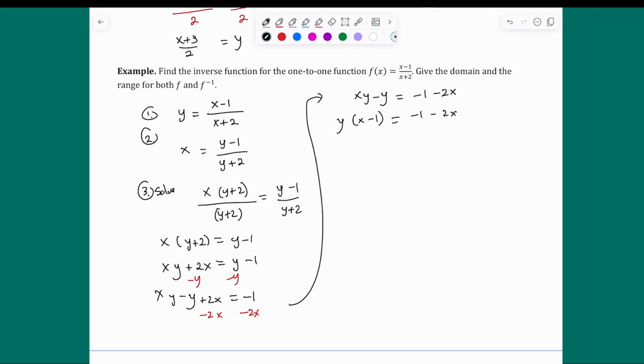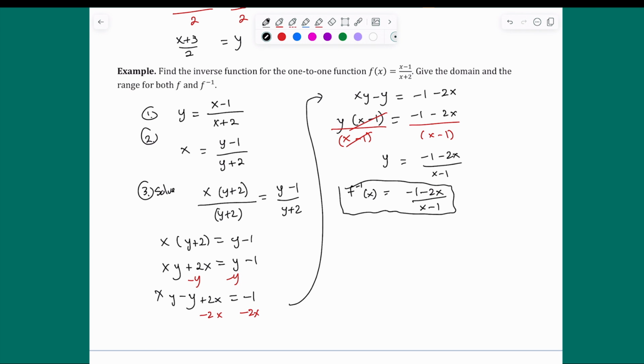Now we're solving for y, so I'm going to divide both sides by x minus 1 to get rid of that and isolate y. All right, so then we have y isolated, and it equals negative 1 minus 2x over x minus 1. And so the next thing to do is to replace y with f inverse of x. So f inverse is equal to negative 1 minus 2x over x minus 1.